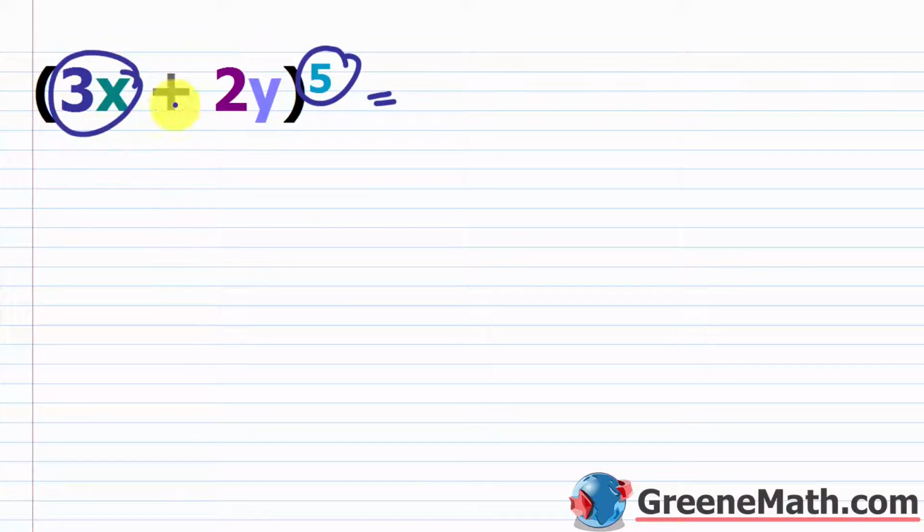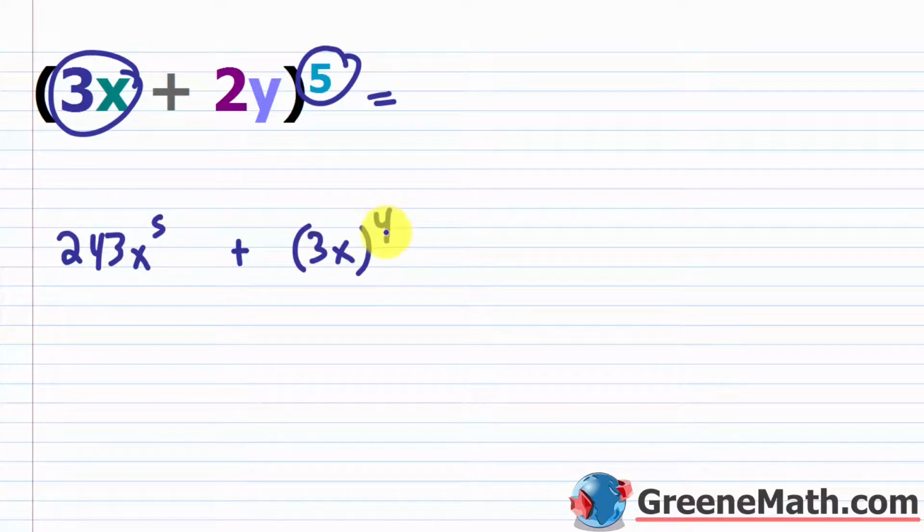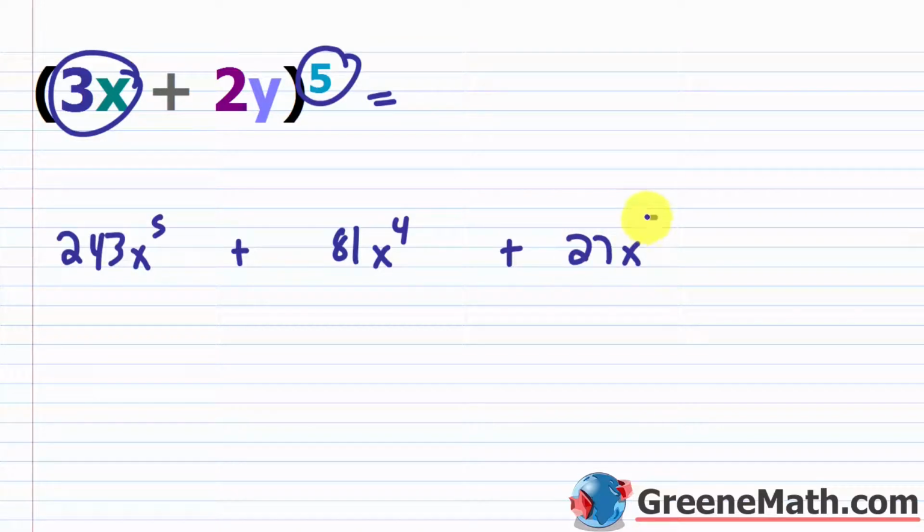I'm going to take this guy and raise it to the 5th power. So 3 to the 5th power is 243. And then times x to the 5th power. Then you would have plus, let's just go down. We would have 3x raised to the power of 4. 3 to the 4th power is 81. So you would have 81x to the 4th power. And then plus, I'm going down by 1. So now I would have 3x cubed. So 3 cubed is 27, then x cubed.